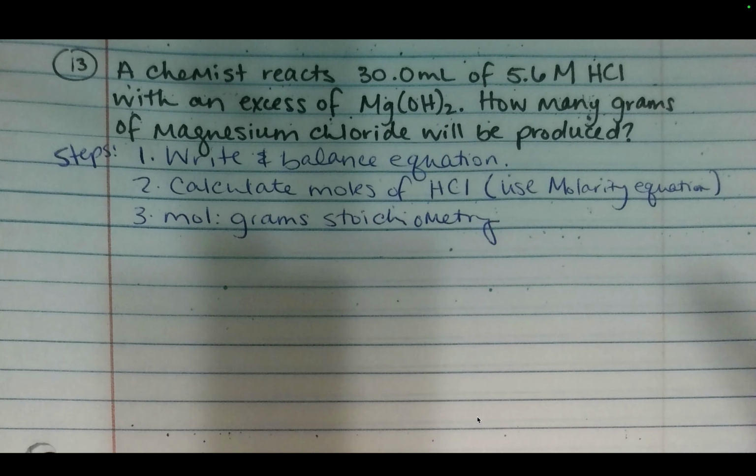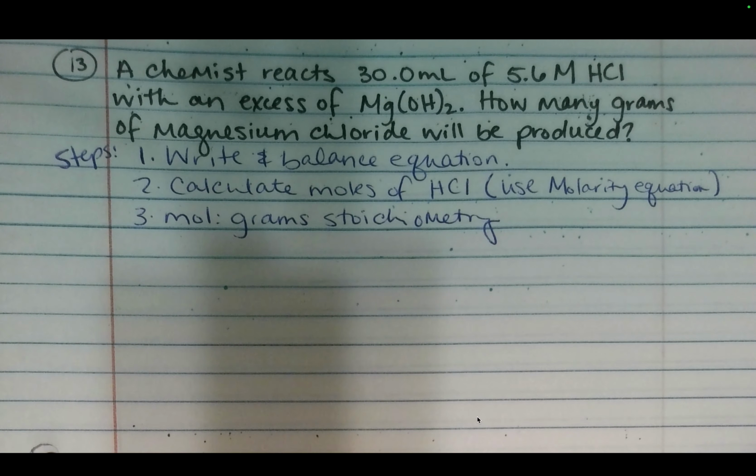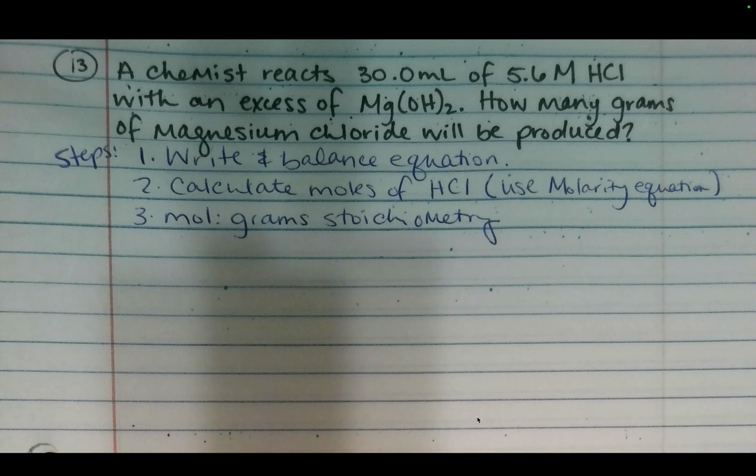So it would be a question that looks like this, asking you for some value, and then the steps are listed below so that you know what steps to take in order to solve the problem. Okay, so let's get started. 13 asks, a chemist reacts 30 milliliters of 5.6 molar hydrochloric acid with an excess of MgOH2. Remember, excess means you're just ignoring that because it's not your limiting reactant. How many grams of magnesium chloride will be produced?